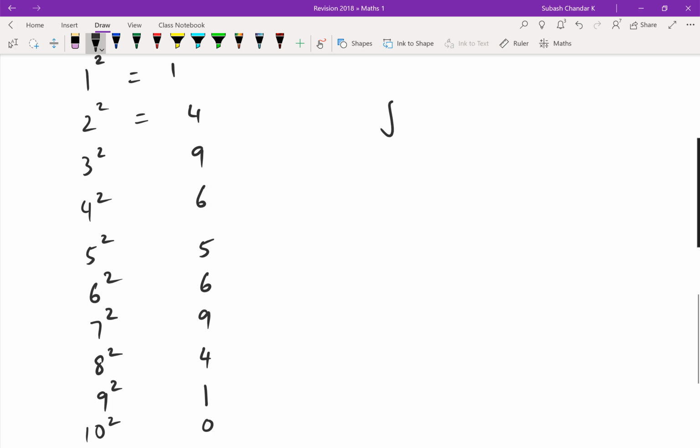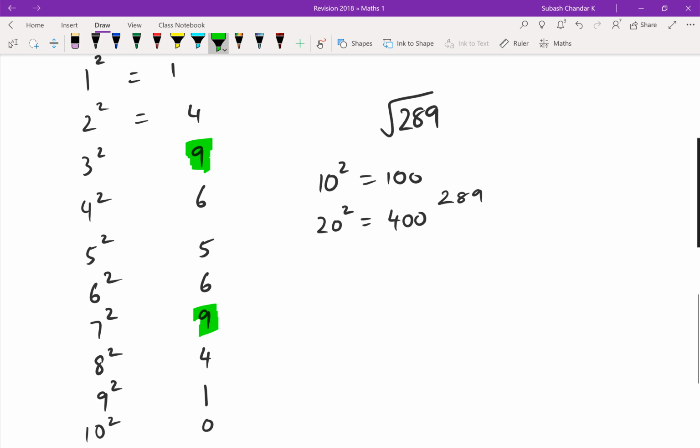So if I tell you, find me the square root of 289, I don't want you to tell me what it is right now. But here's the thing. You can actually eliminate options because 10 squared is equal to 100 and 20 squared is equal to 400. Now the number you're looking for is 289, which is between 100 and 400. That means the square root is between 10 and 20. Now there are only two numbers that end with 9 when squared, that's 3 or 7. So basically that means it could be either 13 squared or 17 squared.